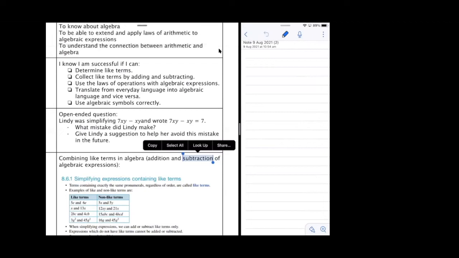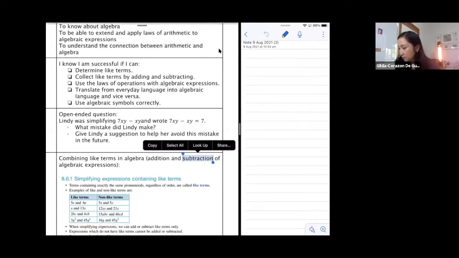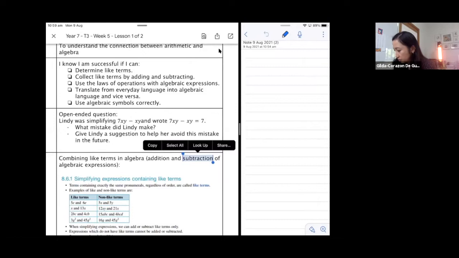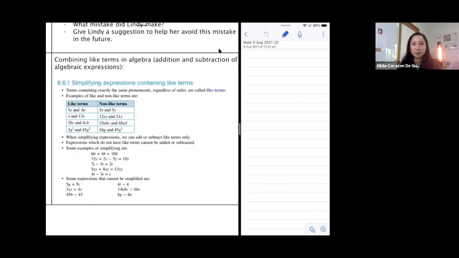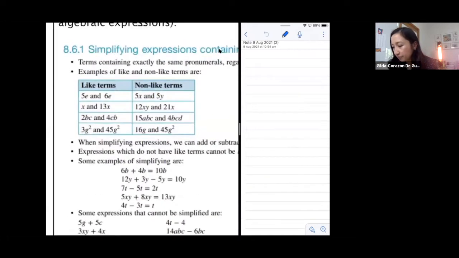Okay, so we want to be able to add and subtract algebraic expressions today. Ultimately, what we want to do here is to simplify these algebraic expressions. And how do we do that? Well, we've got some new terms here, which are like terms and non-like terms. So these are the examples.